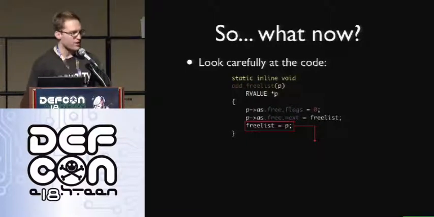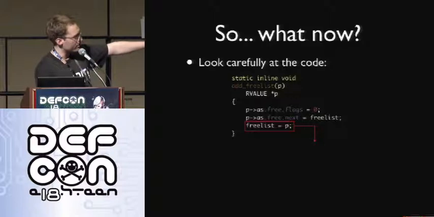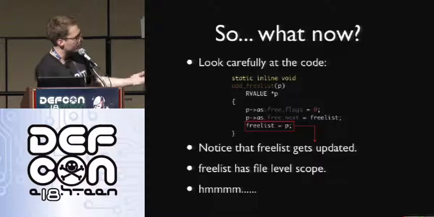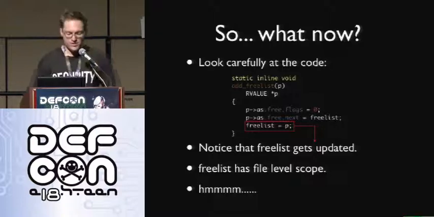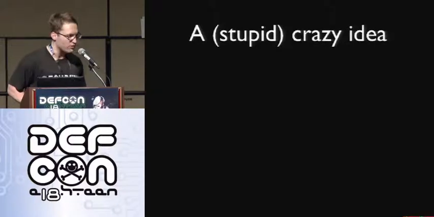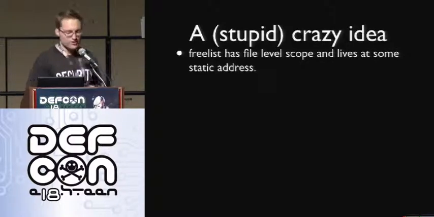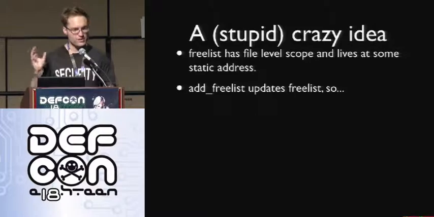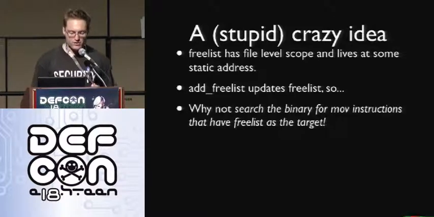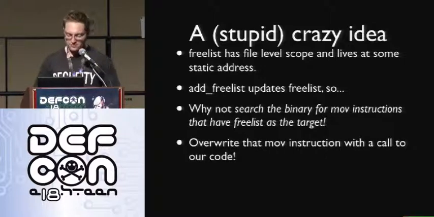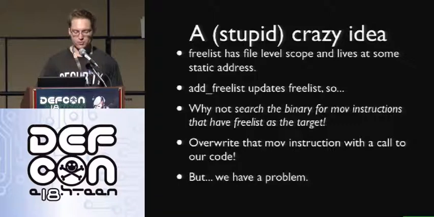Well, it turns out that if you look closely at this generated code, you should notice something. There's this identifier called free list, and free list is getting updated to point to the new head of the free list as objects are recycled. Notice that free list isn't defined in this function, so it has file level scope. So what about a crazy stupid idea? Since free list has file level scope, it lives at some static address, right? Add free list updates the free list by just inserting something at the head of the free list. Why not just search the binary for all move instructions that target free list and just overwrite all of those? And it turns out that might actually work, but there are a few problems.